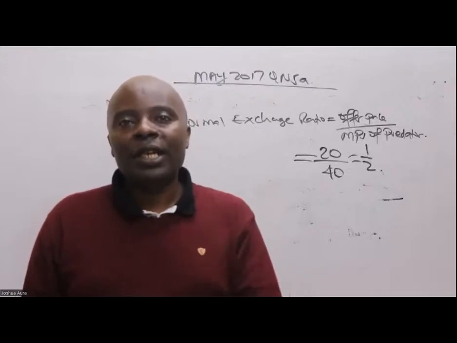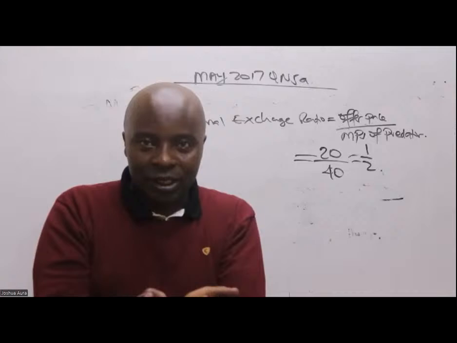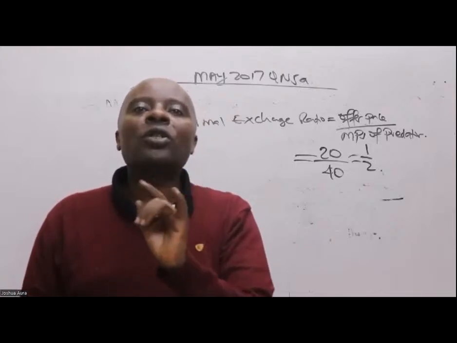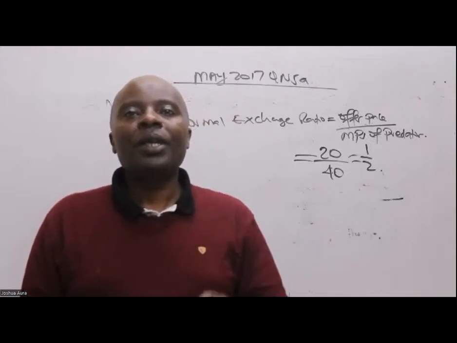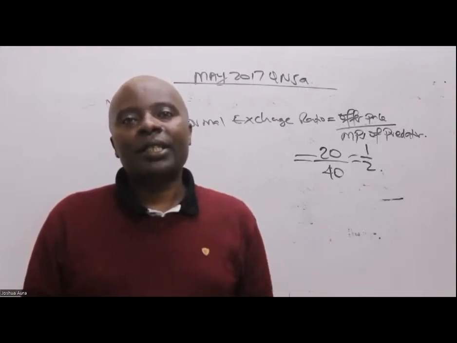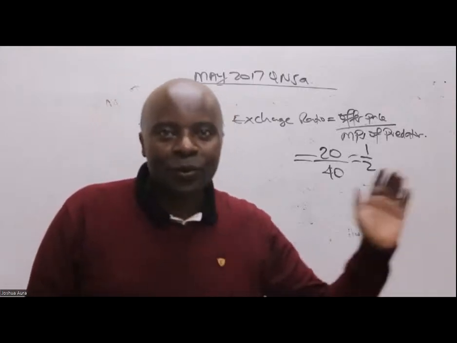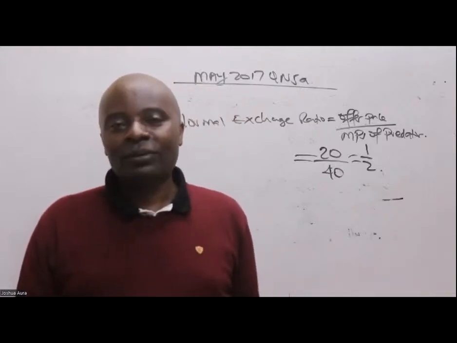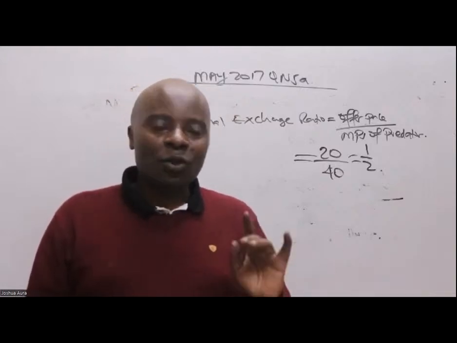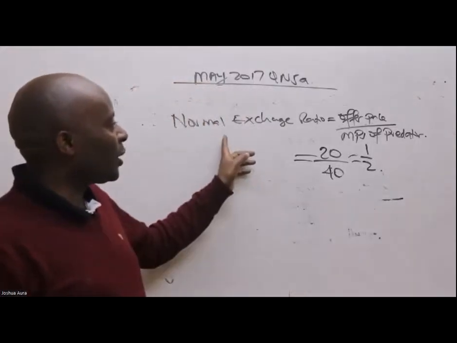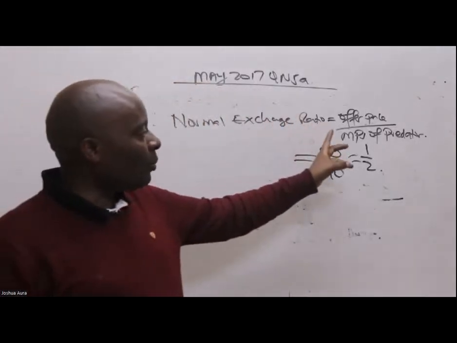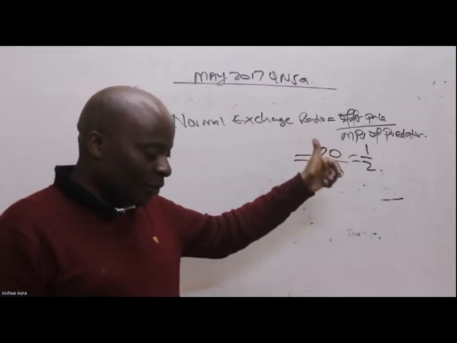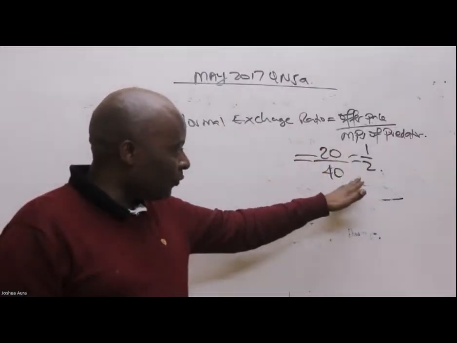Whenever you are given an offer price, like in this case, shillings 20, we shall always compute the normal exchange ratio, and then you highlight with yellow. To get this normal exchange ratio, we take the offer price all over MPS, not the MPS of the predator, which gave us a half like that.